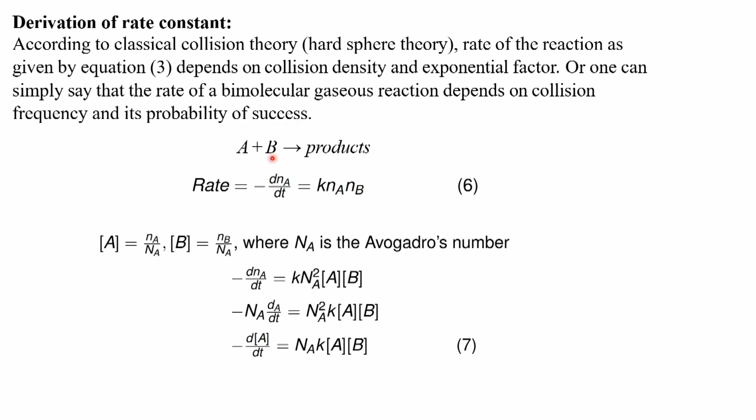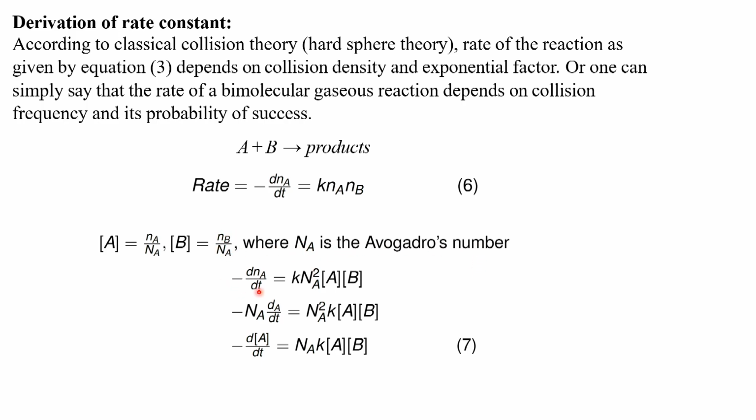So consider this reaction, A plus B goes to product. The rate is minus dNA by dt equals k times NA to the power Na times Nb. This is a bimolecular gaseous reaction we are considering, so A and B. What is the concentration of A? Concentration of A is the number of moles of A by Avogadro number, and concentration of B is the number of moles of B by Avogadro number, where Na is the Avogadro's number.